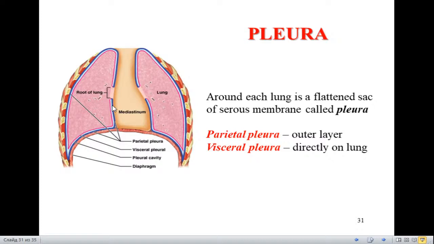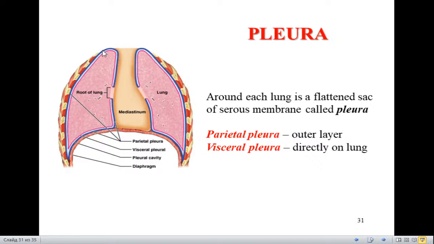The serous fluid prevents friction between parietal and visceral pleura and has an antibacterial function. In the region of the root of the lung, the parietal pleura transforms into the visceral pleura, and the visceral pleura transforms into the parietal pleura.